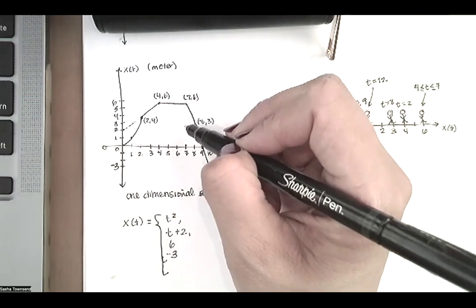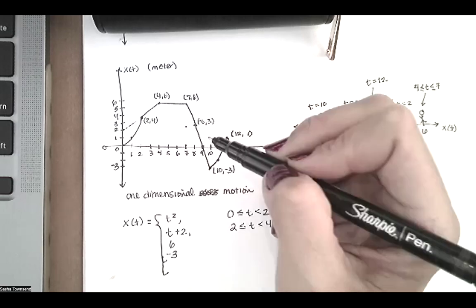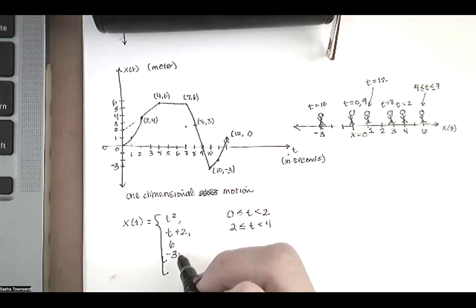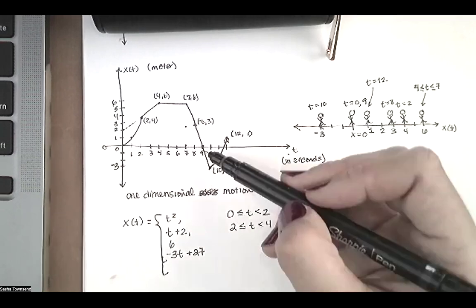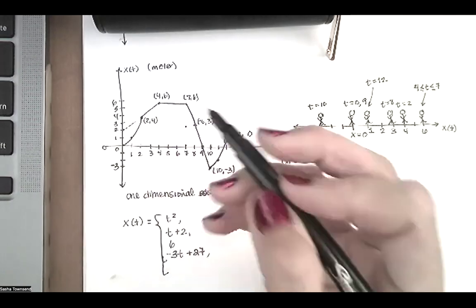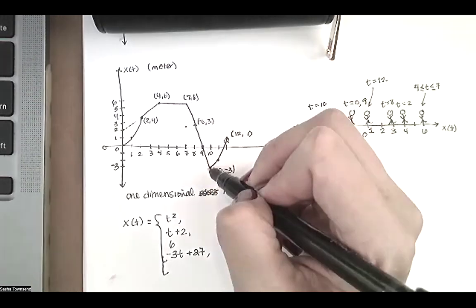And I notice that my function passes through this point. When x equals 9, my function is equal to 0. So this must be -3 times t. When x equals 9, I would have -27 there. So I'm going to add 27 to make sure that when t equals 9, I get 0. So this was from t equals 4 to 7. This is from t equals 7 to t equals 10.